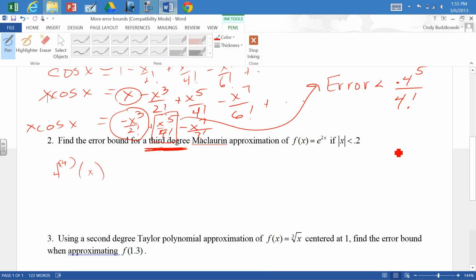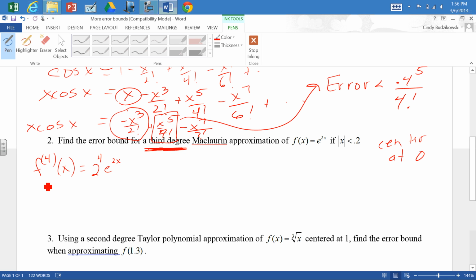Okay, our center is 0 because it's Maclaurin. Sorry about my messiness here. Let's do this again. So we're trying to find the fourth derivative. Every time I differentiate, I have e to the 2x times some factor of 2. So the first derivative will have 2e to the 2x. The second derivative will have 2 times 2e to the 2x. The third derivative will have 2 times 2 times 2e to the 2x. And the fourth derivative will have 2 times 2 times 2 times 2, 2 to the fourth, e to the 2x.